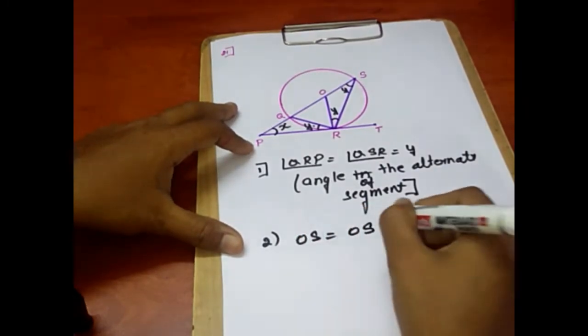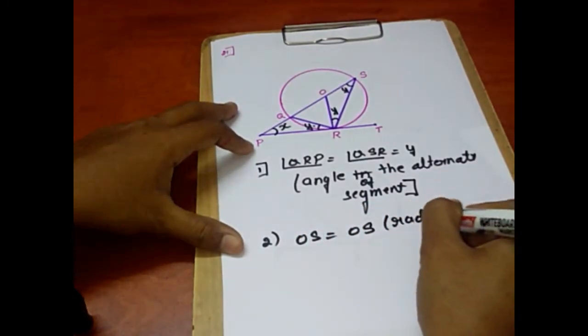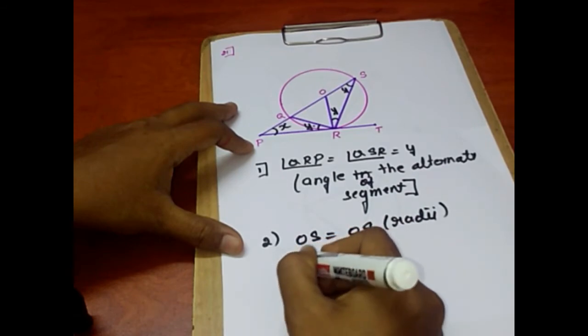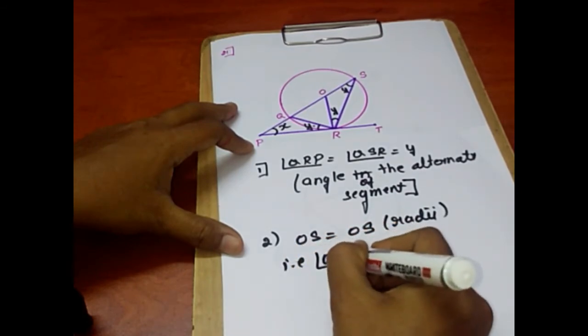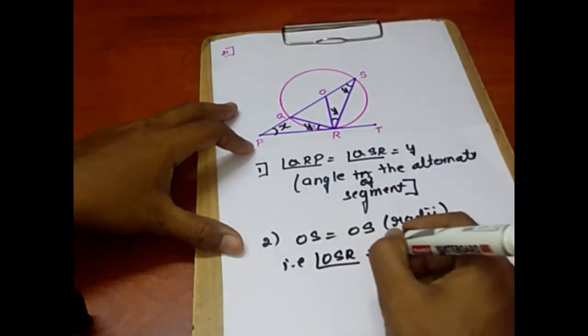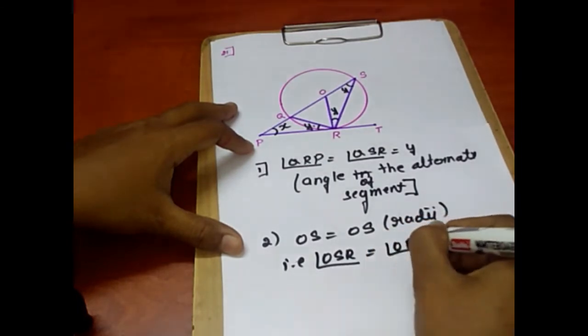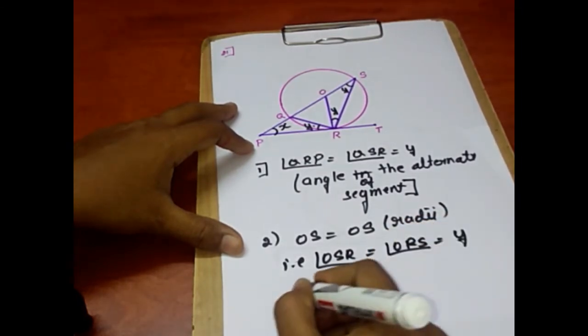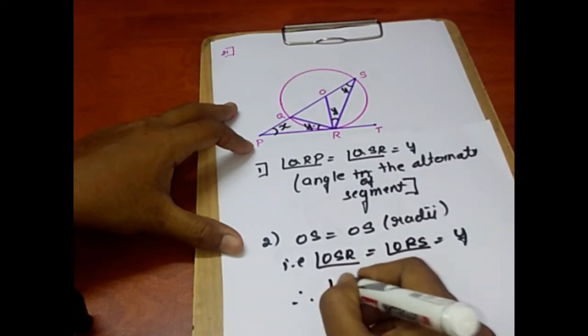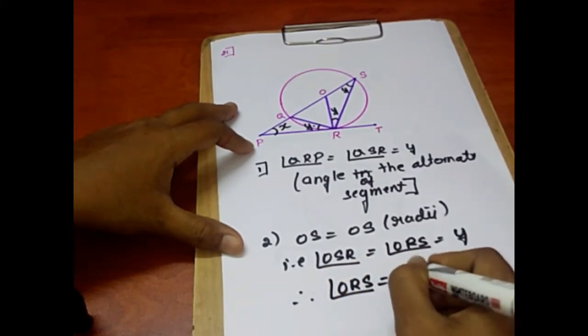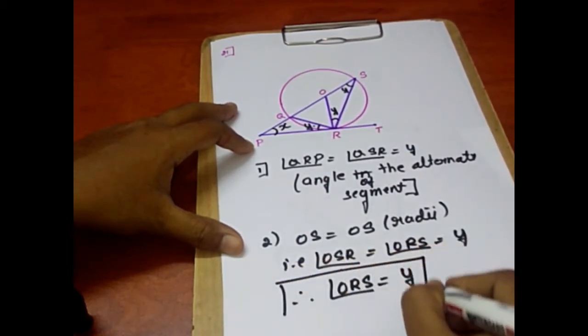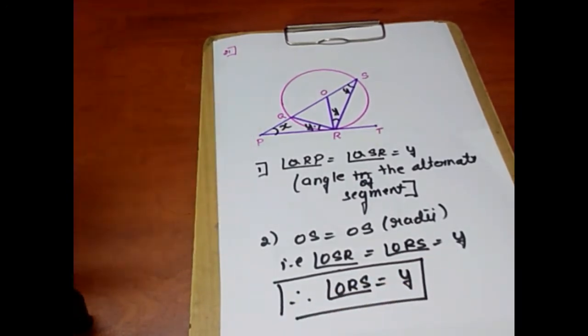OS is equal to OR radii, that is angle OSR is equal to angle ORS is equal to Y. Therefore angle ORS is equal to Y. Hence we have proved the first one. It is asked to prove angle ORS is equal to Y.